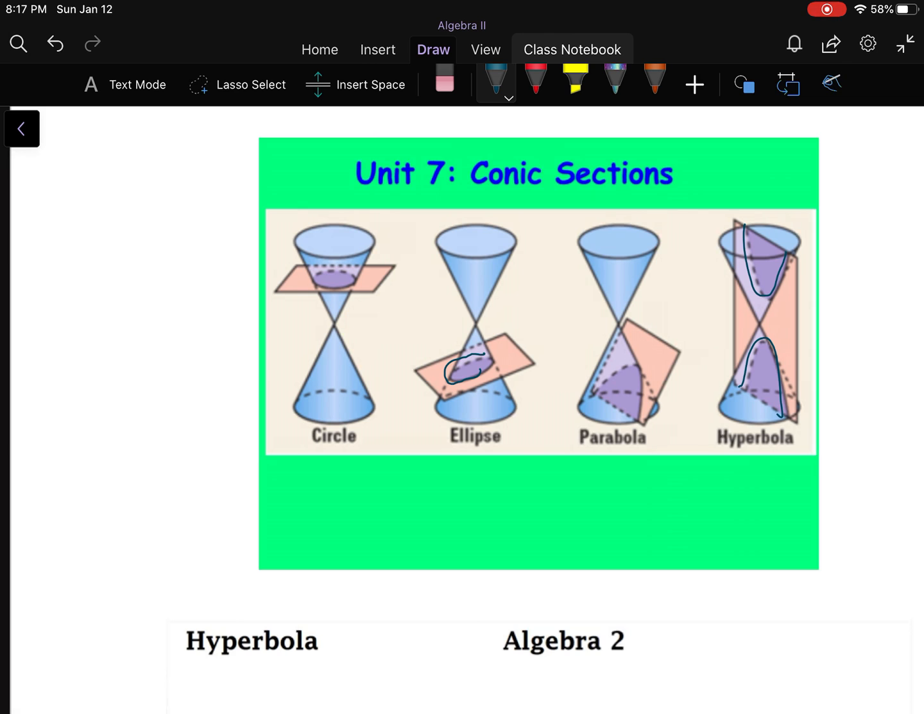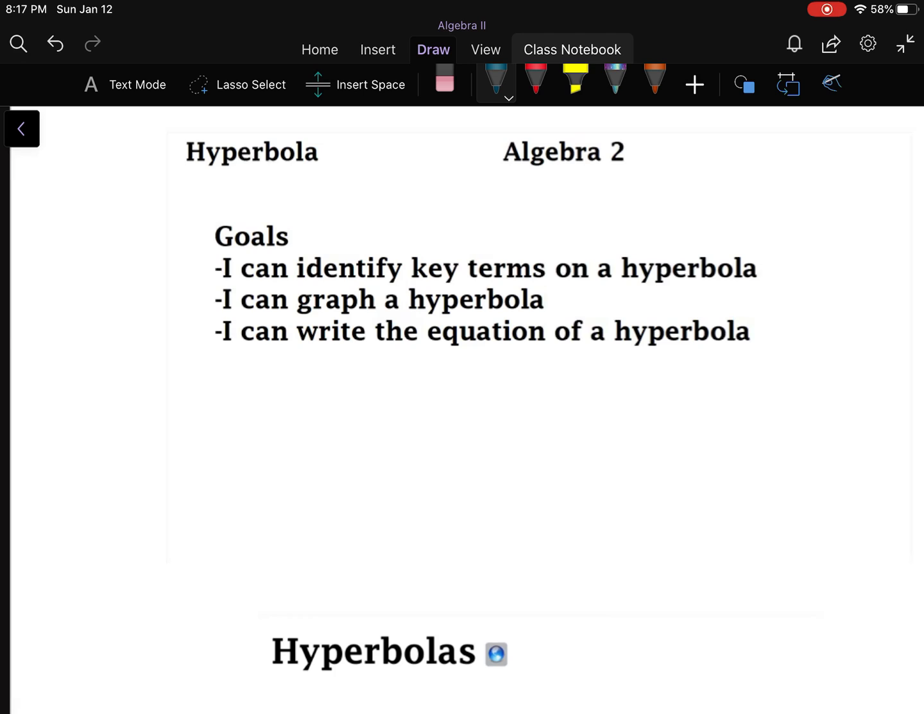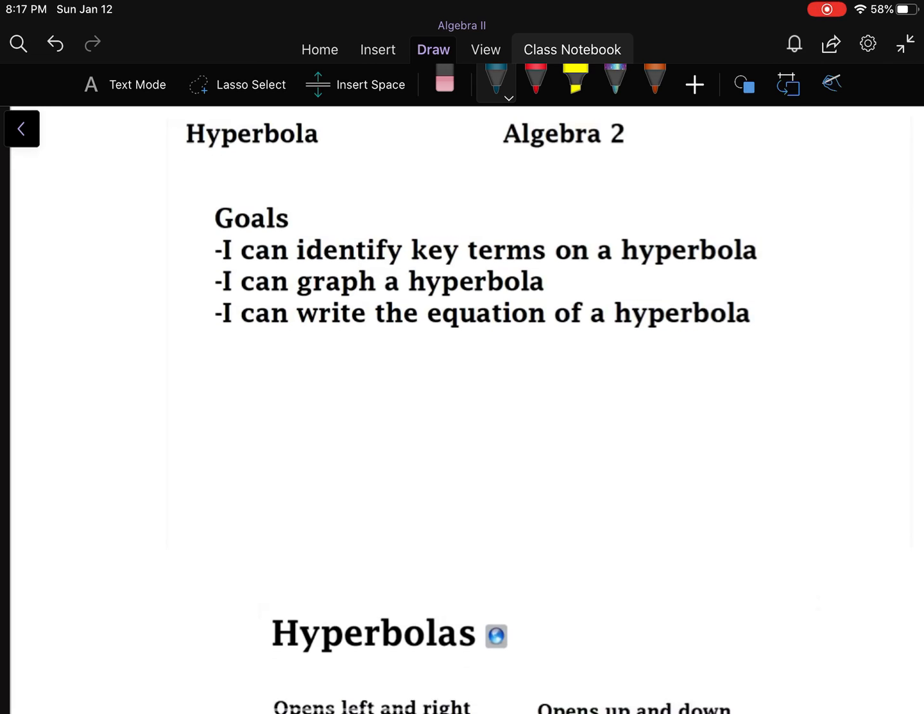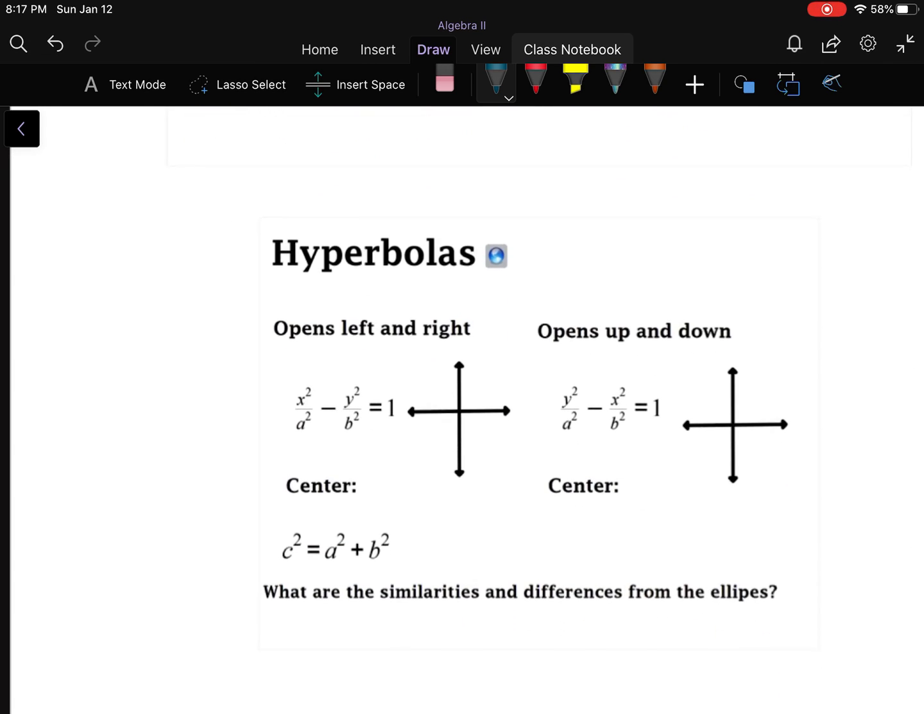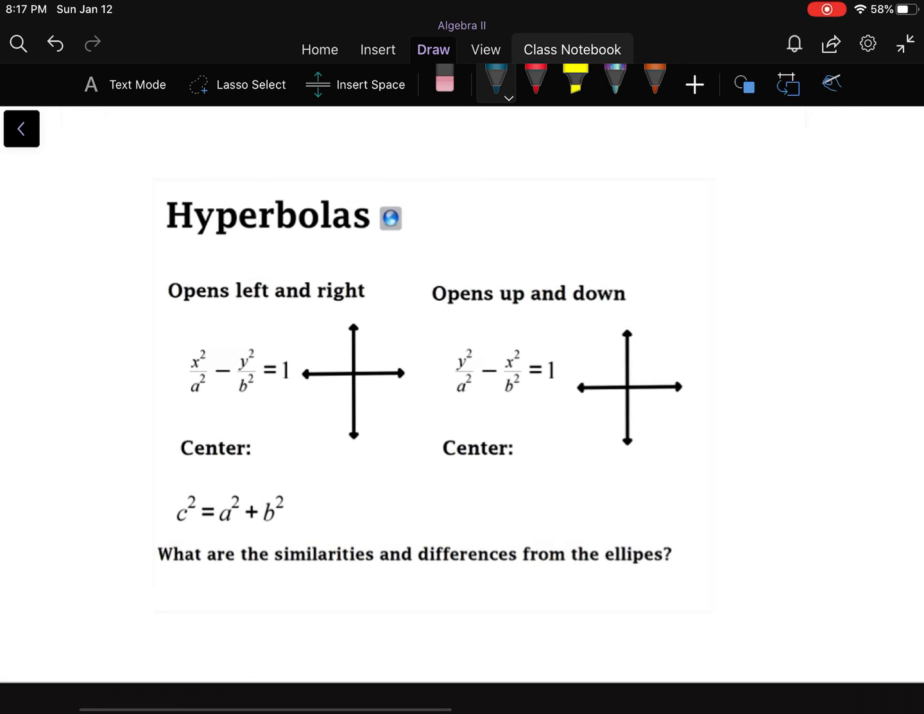Now, the equation for an ellipse isn't a whole lot different from the equation of a hyperbola. Ellipse had the plus. The hyperbola is not going to. There's still going to be an a squared and a b squared. There's still going to be vertices, but no covertices. And there's also foci. The only thing that's going to get added here are going to be some asymptotes. But anyways, here we go.